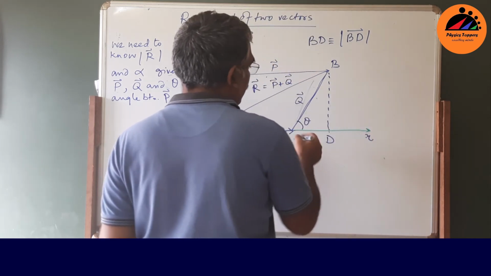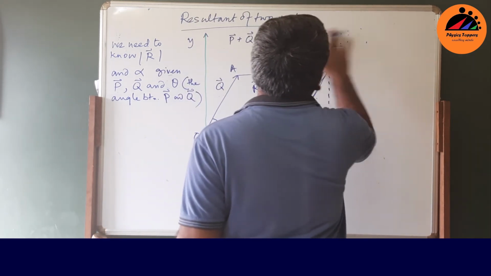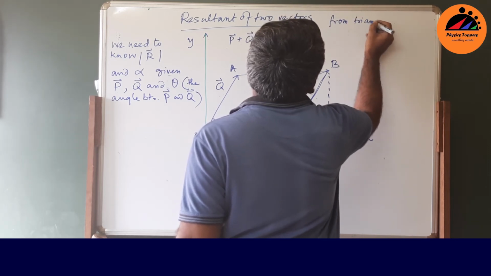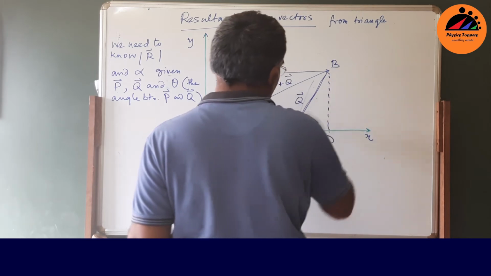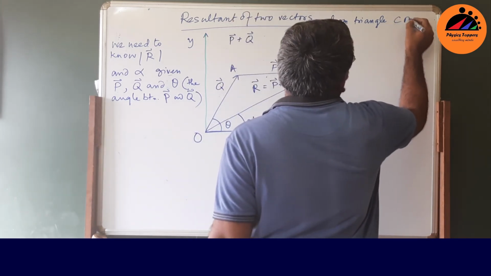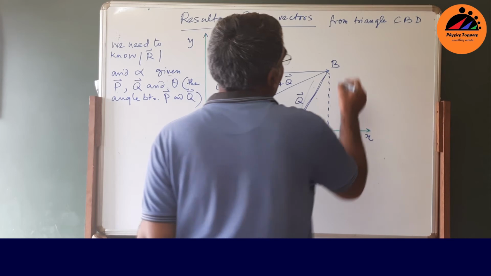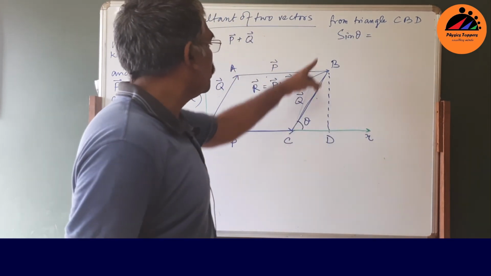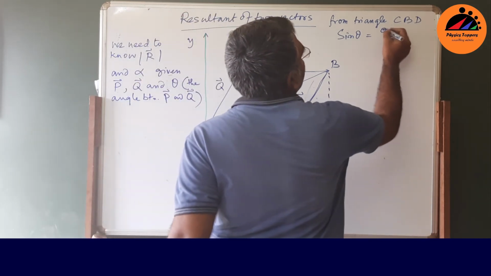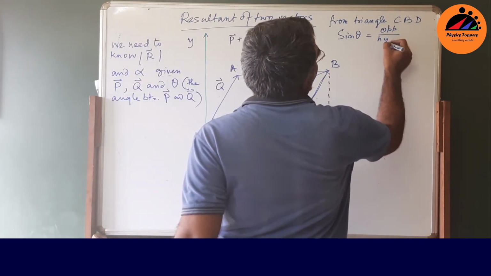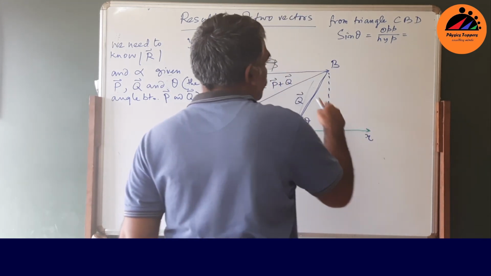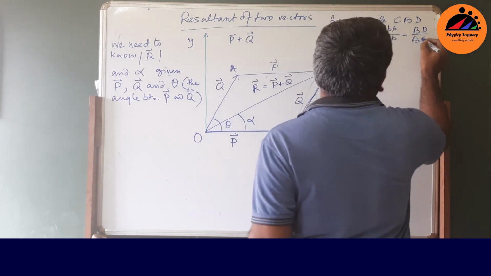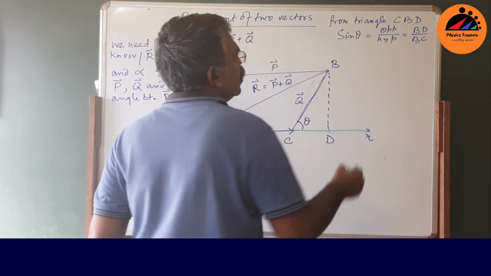Let me explain a little bit. So use this triangle first. From triangle CBD, what is sine theta? Sine theta is opposite by hypotenuse. What's the opposite? Opposite is BD. What's the hypotenuse? BC. Now plug in the values.